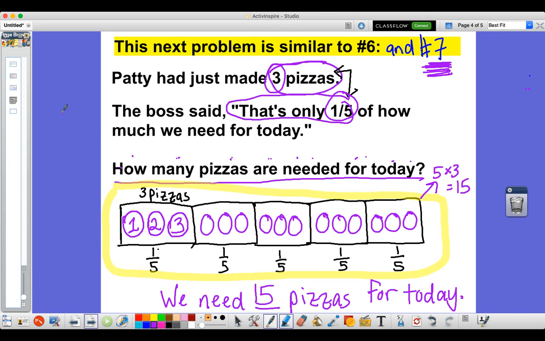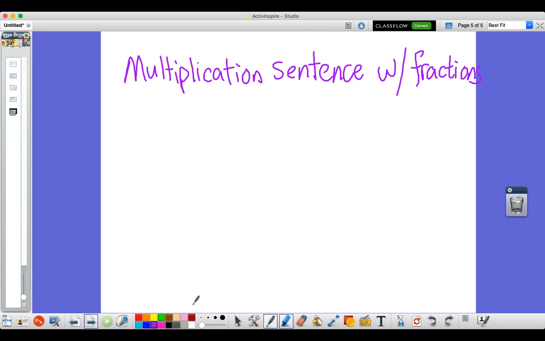This is a slightly different problem than the ones we've been working on earlier, but one way to think about this is looking at the key words here. 3 pizzas is the same thing as 1/5, because when Patty mentioned 3 pizzas, the boss said, that's only 1/5.